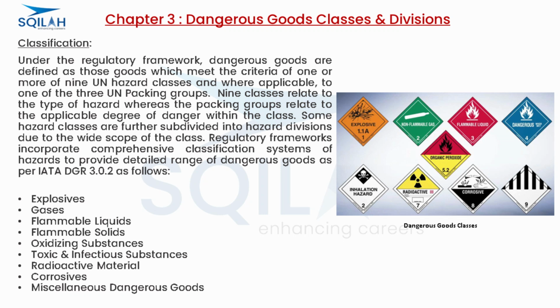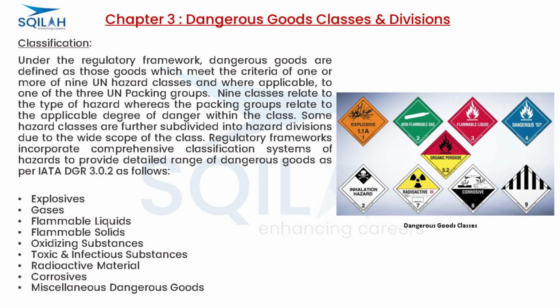Dangerous Goods Classes and Divisions. Classification. Under the regulatory framework, dangerous goods are defined as those goods which meet the criteria of one or more of 9 UN hazard classes and, where applicable, to one of the 3 UN packing groups. The 9 classes relate to the type of hazard, whereas the packing groups relate to the applicable degree of danger within the class. Some hazard classes are further subdivided into hazard divisions, due to the wide scope of the class.